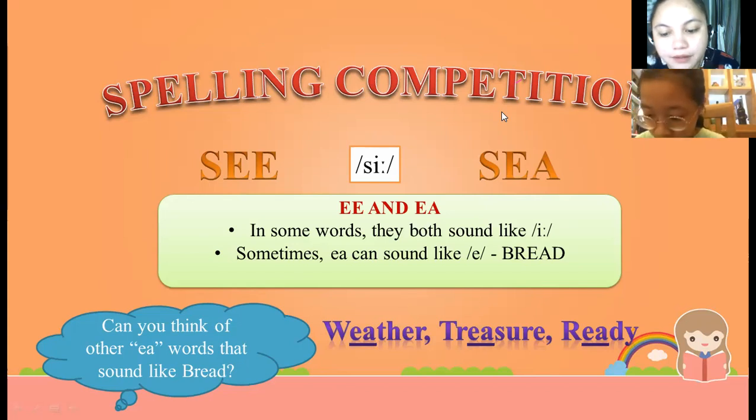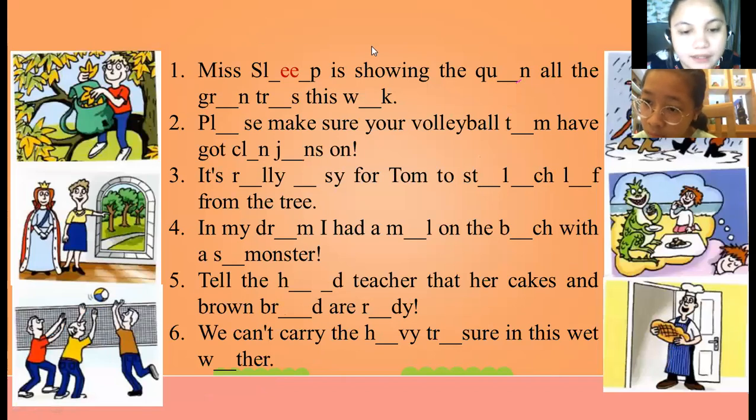Can you think of another word that has the EA sound? No. Okay. Well, let's go to the next one, and I will give this one to you as homework, okay? All right, so now let's answer this activity, Laura.